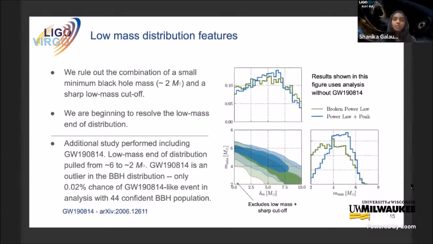In addition to our population study with the 44 confident binary black holes, we also do a study with our less confident possible black hole binary, GW190814. What we notice is that when we include this event, the low mass end of our distribution is pulled down from 6 solar masses to around 2 solar masses. We determine that this event is an outlier when compared to the rest of the population. It only has a 0.02 chance of being drawn from our population of binary black holes. You can find more information about this event at the link highlighted here on this slide. So those are our low mass distribution features. Moving on to the next slide.